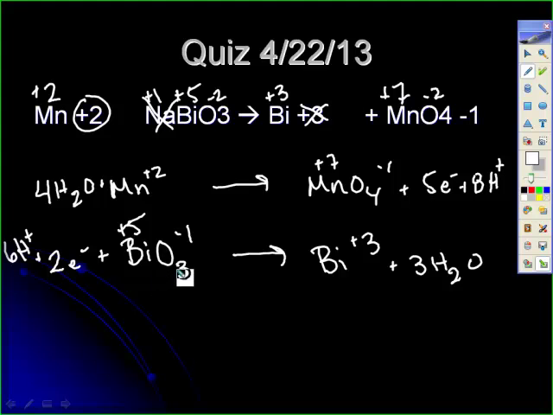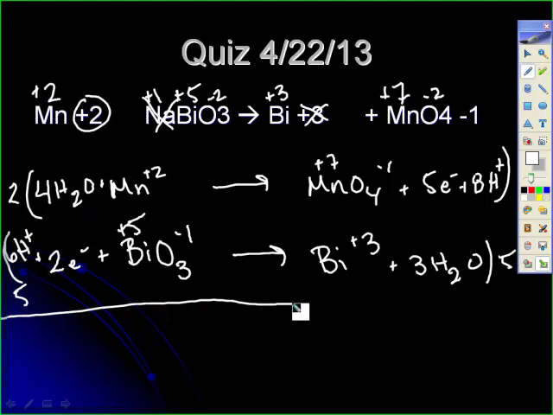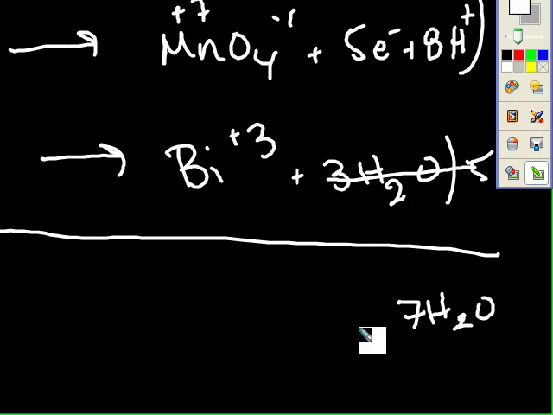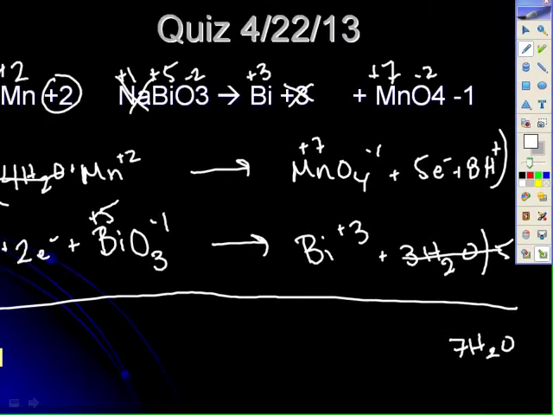And in order to balance out my electrons, I have 5 and 2, which means I'm going to need to multiply my top by a factor of 2 and my bottom by a factor of 5. And if I add them all up together, I would get 8 waters here and 15 over here, so that means 7 are left over. Two Mn +2s.